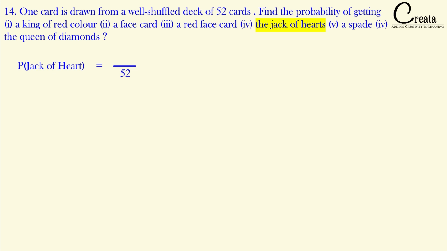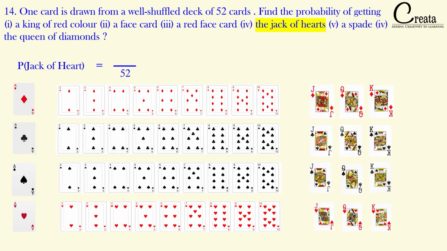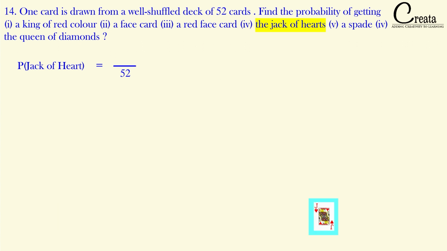Fourth part, a jack of hearts. Out of this 52 card, the jack of heart is only 1. So in the numerator, the favorable condition is only 1, that is a jack of heart. So we got our answer as 1 by 52, 1 in the numerator and 52 in the denominator. Got it?